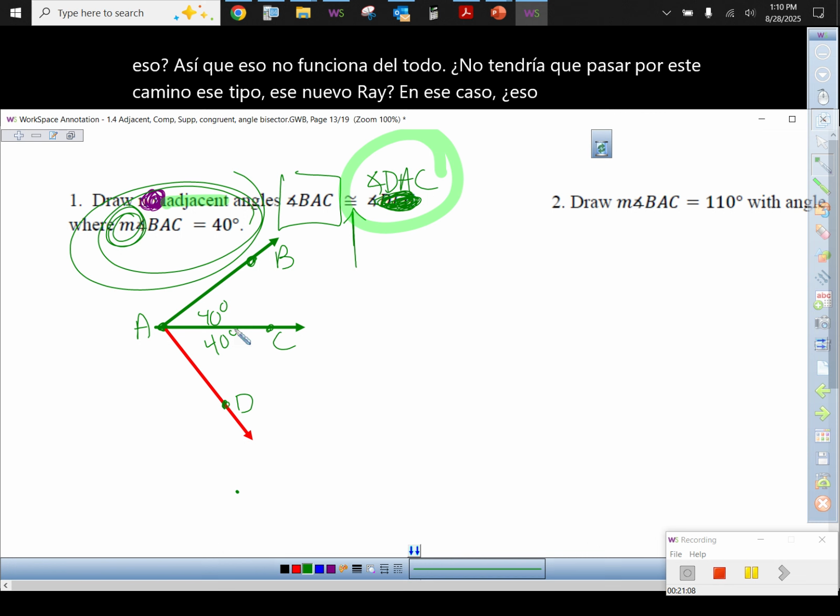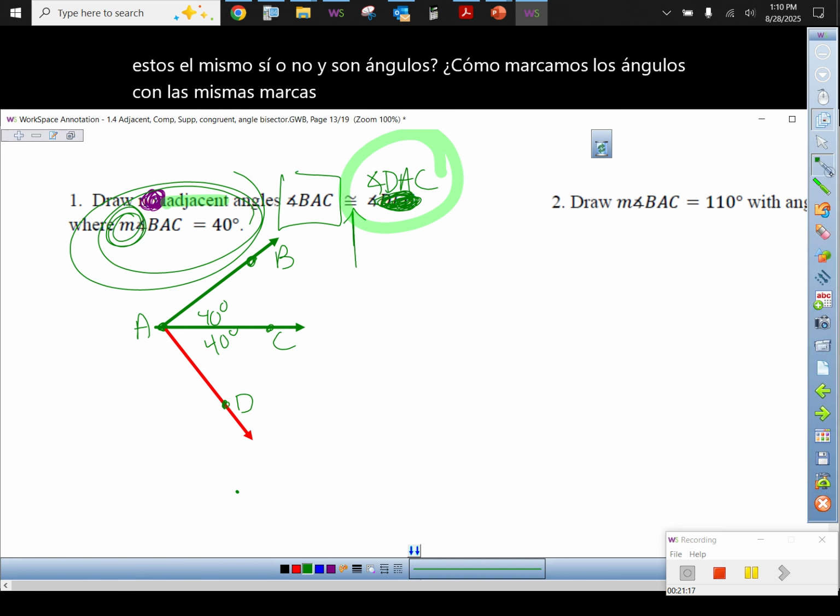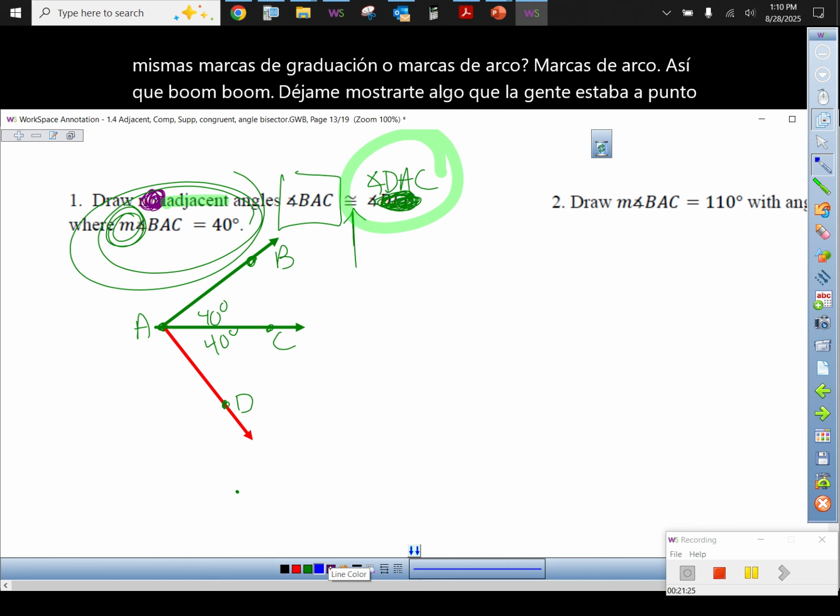Are these the same? Yes or no? And they are angles. How do we mark angles the same? Tick marks or arc marks? Arc marks. So boom, boom. Let me show you something that people were just about to ask. I've done this for a long time. Watch me do this. This is not wrong, but I don't like it. I hate that. Does that look like one arc mark or two different arc marks?